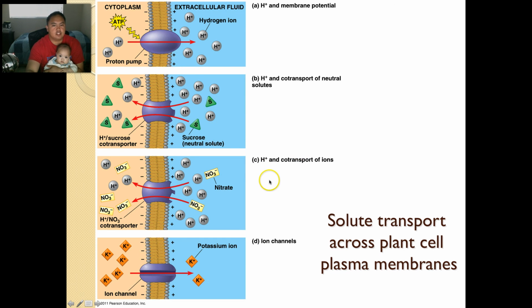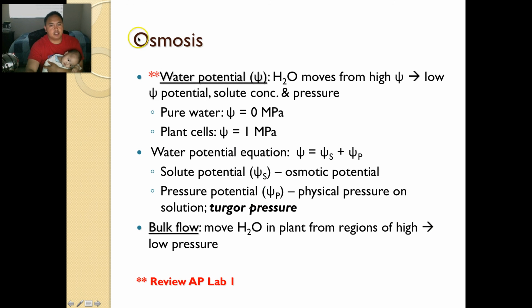You should know that for transport, like to get things across the plant cell and the plasma membranes, we do different types of transport. We have H pluses going up and down. Remember, that's how we do the ETC. We also have H plus and neutral solutes like sucrose going back and forth. We also have ions like nitrates going back and forth. Something that you should know or be very familiar with is osmosis.